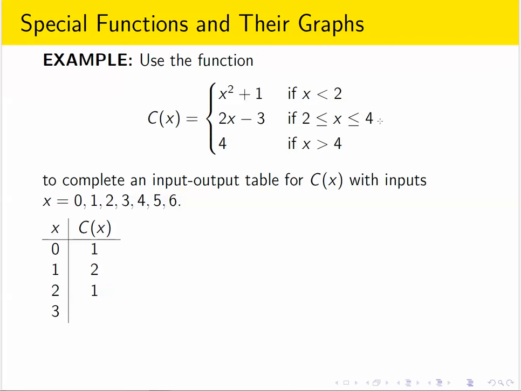If I plug in a 3, I use the second row because 3 is between 2 and 4. 2 times 3 is 6, minus 3 is 3. Plugging in a 4, I still use the second row. 2 times 4 is 8, minus 3 is 5.